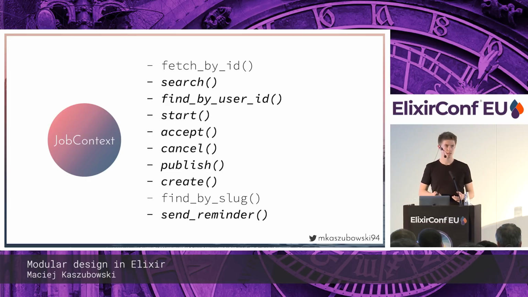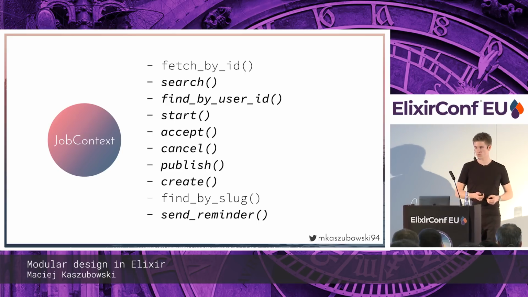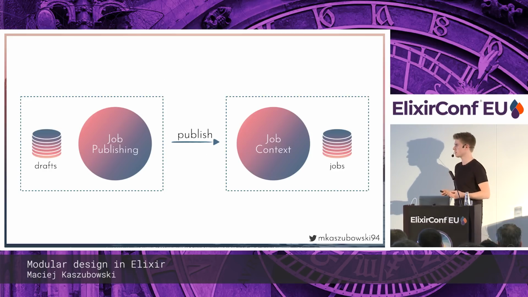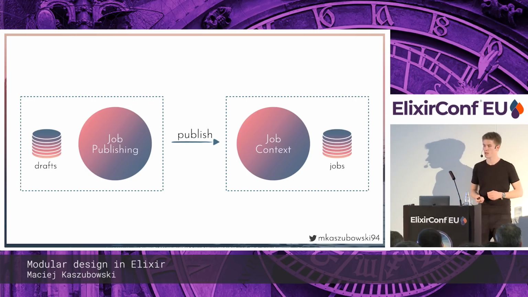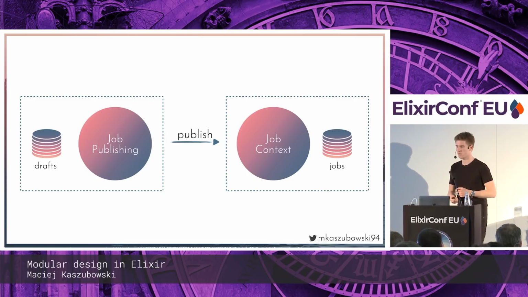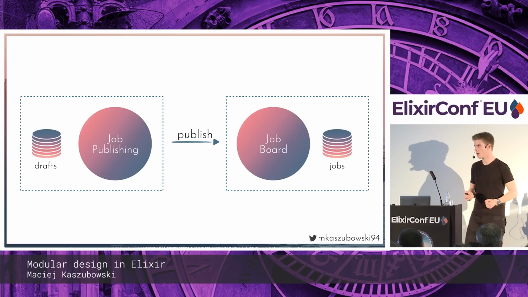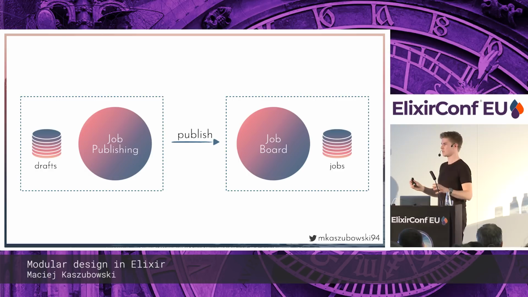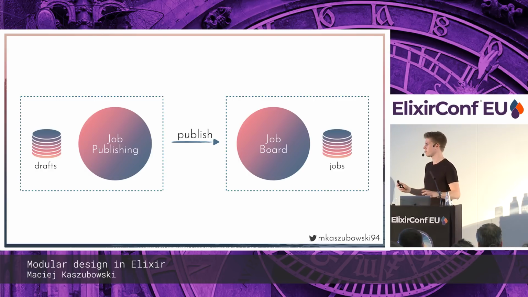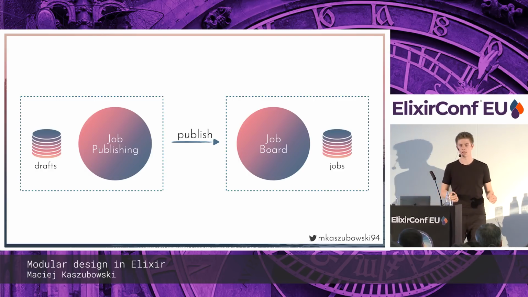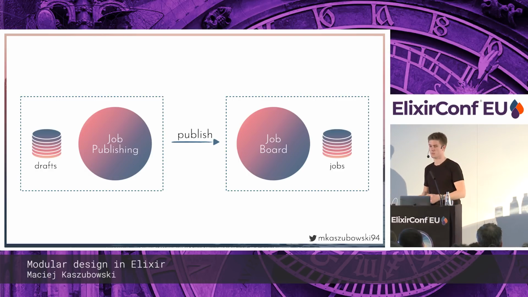So maybe let's separate the data as well. Let's maybe extract a module responsible only for publishing the jobs. And let's, by the way, change the name because it's not a good name. Let's use something more revealing. And now we can see that we have separate storages. We have one table for job drafts and another table for jobs.